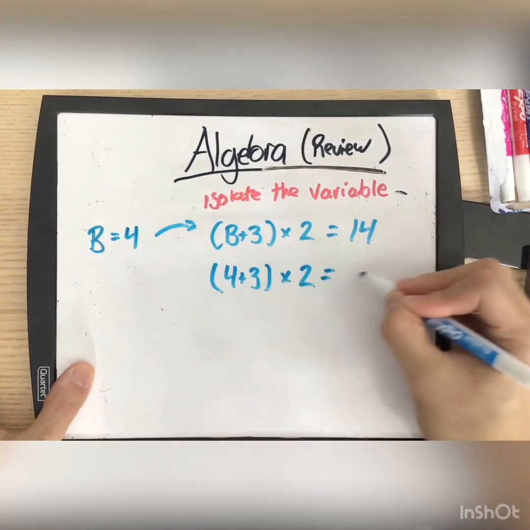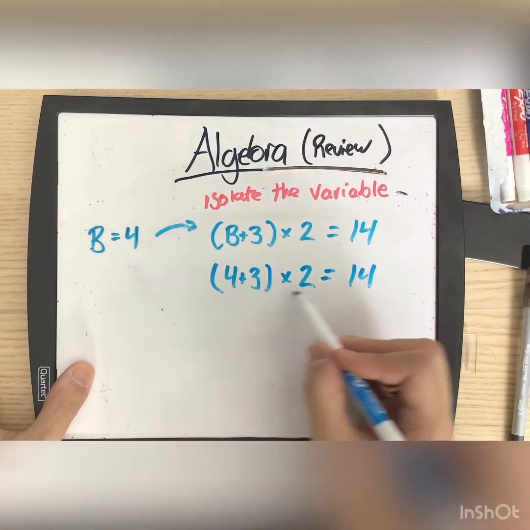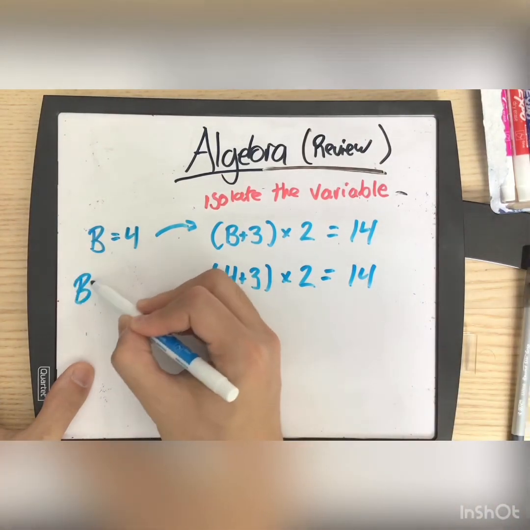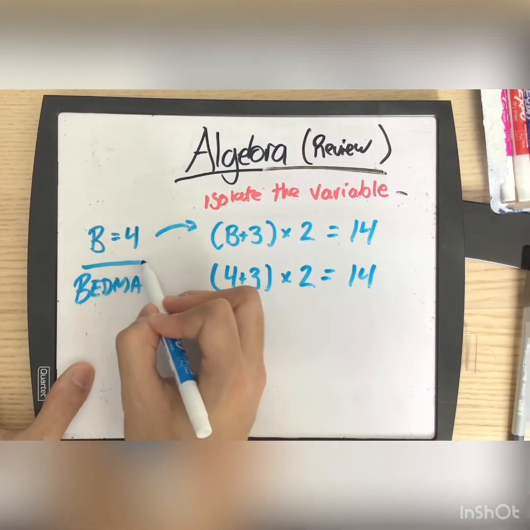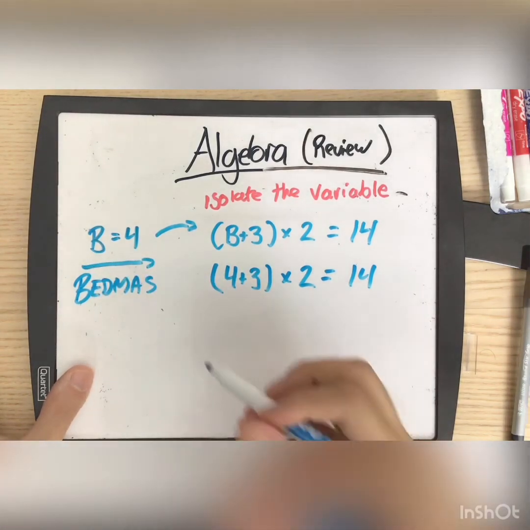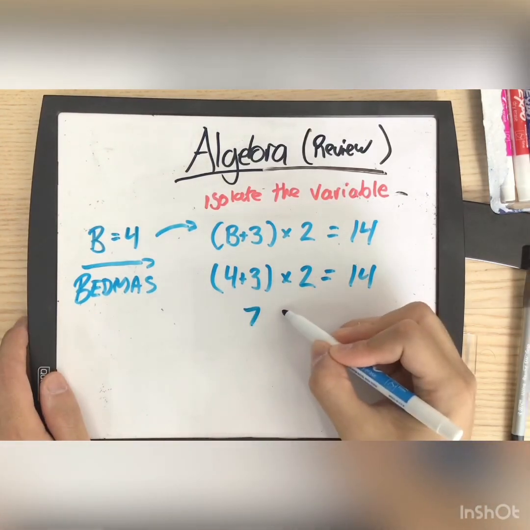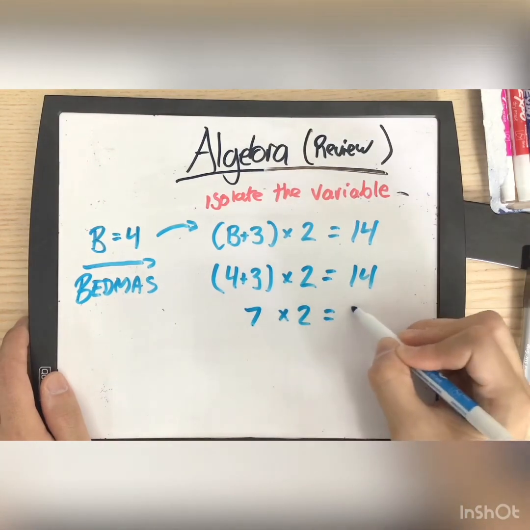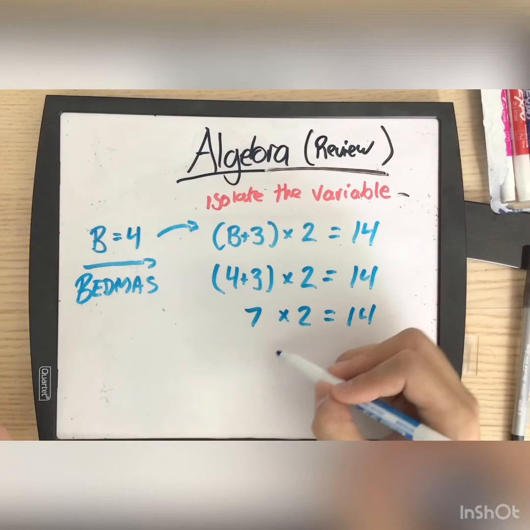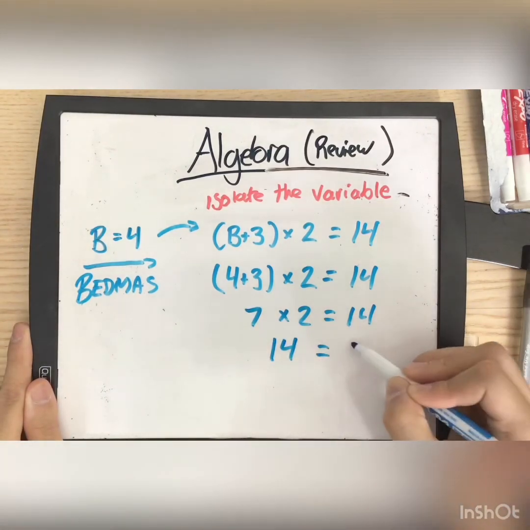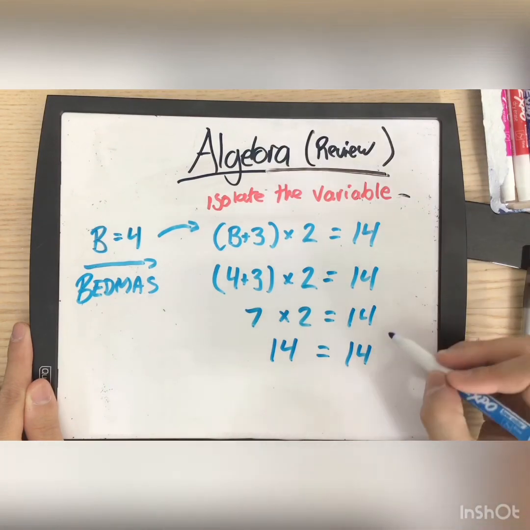times 2 equals 14. In this case, since this is not algebra and this is order of operations, we do need to follow BEDMAS. But this time, we're going to follow it moving forwards. So we're going to start with our B for brackets. 4 plus 3 is 7. 7 times 2 equals 14. Let's multiply 7 times 2 to double check. 7 times 2 does equal 14. So when we have an answer where it is correct on both sides, 14 equals 14, we know that our answer is correct.